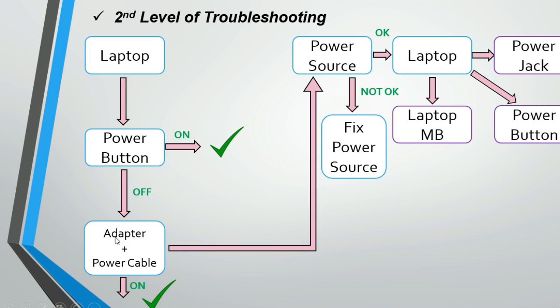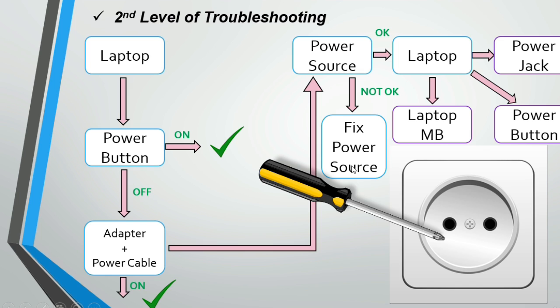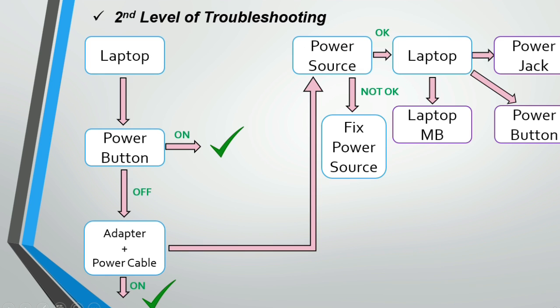If we replace the adapter and the power cable and the laptop goes on, then the problem is in the adapter or the power cable. But if we replace these two items and the laptop is still off, then the problem is in the power source. We should fix it and we will solve the problem. But if we find that the power source is okay, so we find 230 volts or 115 volts, but the laptop is still off, then the problem is in the laptop itself.